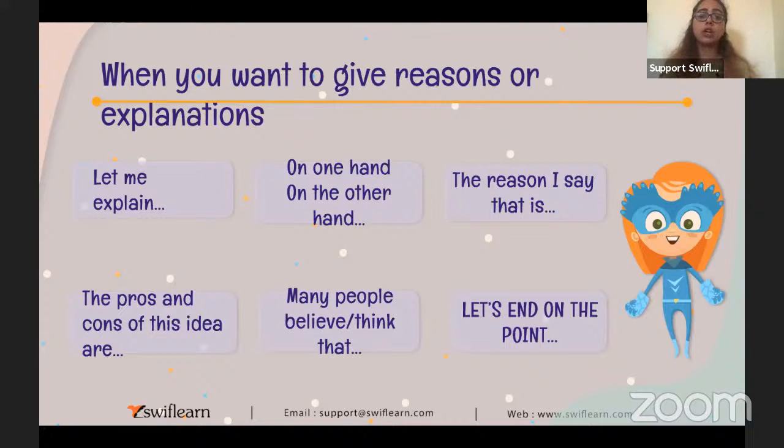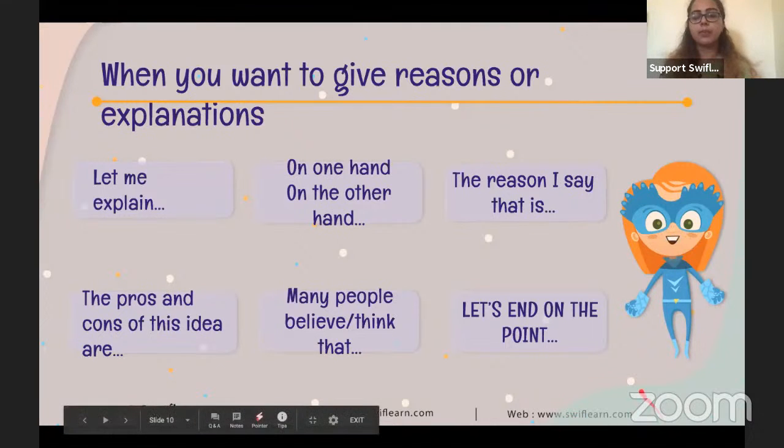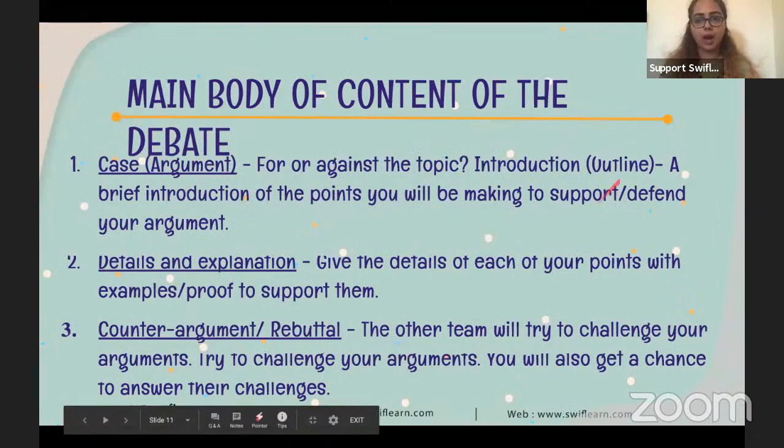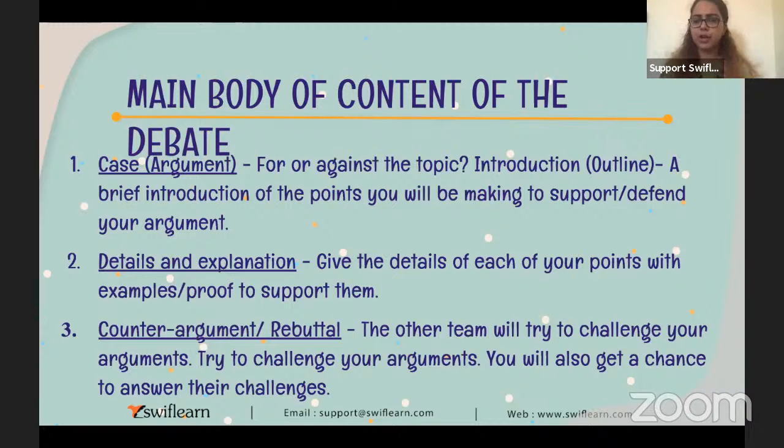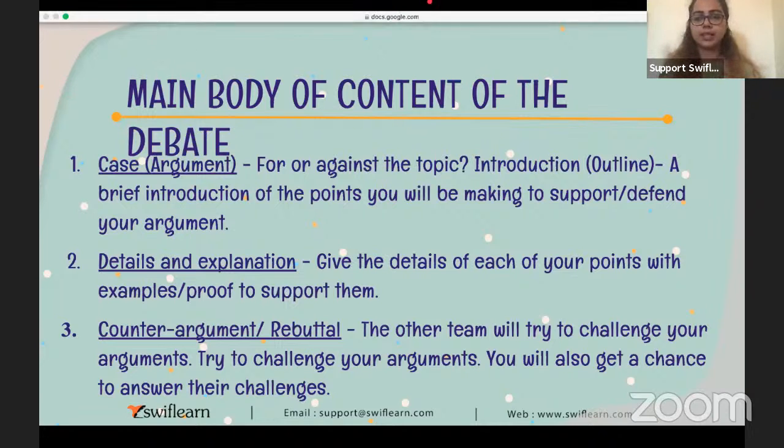Okay, now these were how you go about giving reasons or giving explanations. If you've not understood anything, please let me know so I can clear any doubts that you have. Okay, for now, let's move on. Now, the main part. How do you go about with the main body of your debate? Last time we discussed that we are obviously going to have an introduction, some points, and a conclusion, then we have your rebuttal. How do you go about with these things? Okay, let's go through it step by step.